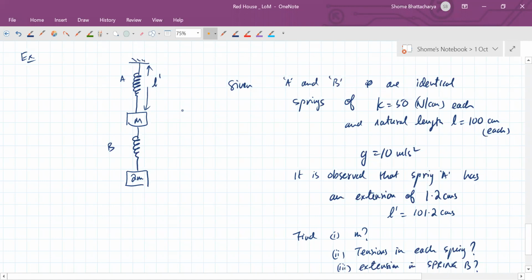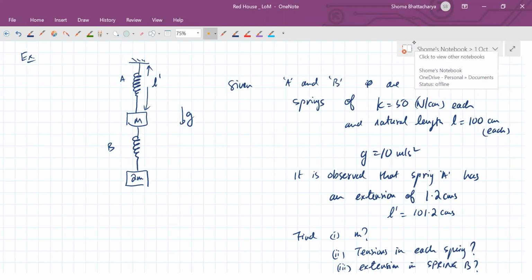So this is in a vertical situation. Acceleration due to gravity is acting like this. So you've taken two ideal springs. I'll show you that later. I'll come back to that last line. Just try this question out first.